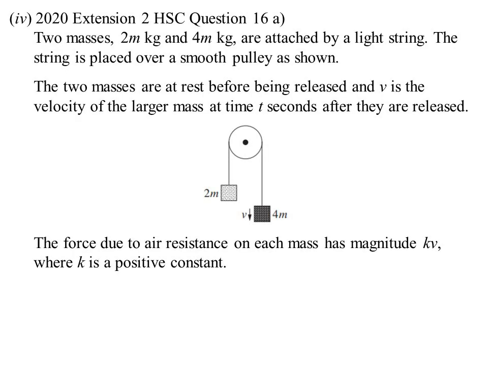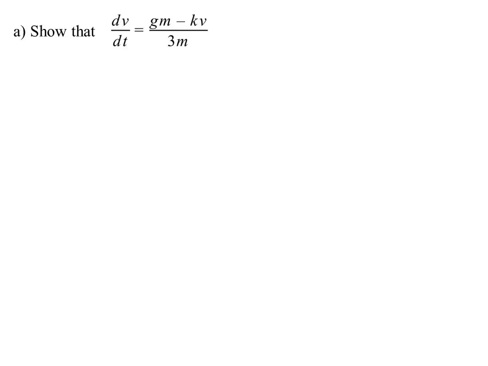Let's look at some HSC ones. What's been happening recently? So 2020 had this lovely pulley question. We've got two masses, one of 2m, one of 4m, attached by a string. And the masses are at rest, but then they're released. We have a force due to air resistance, it's kV, K is just positive. Show that dV/dt ends up being this expression.